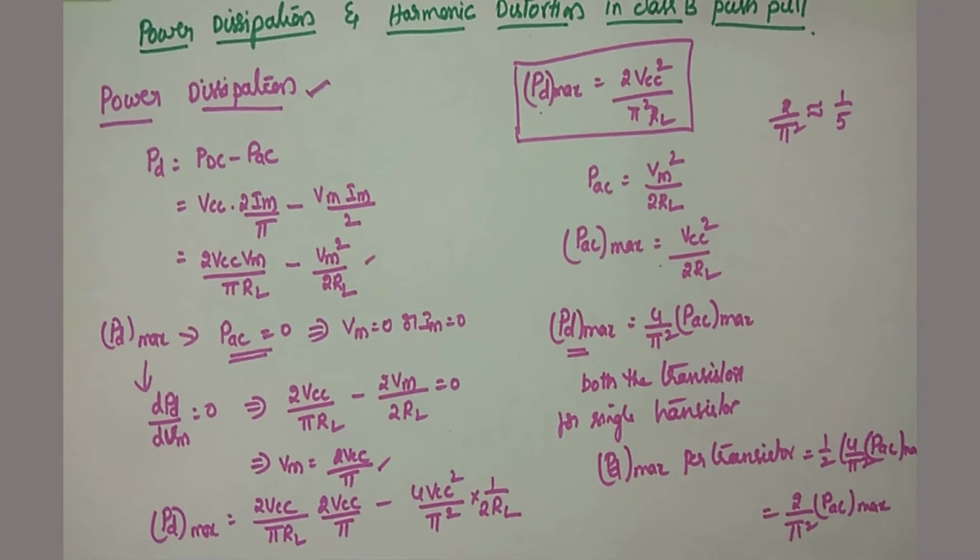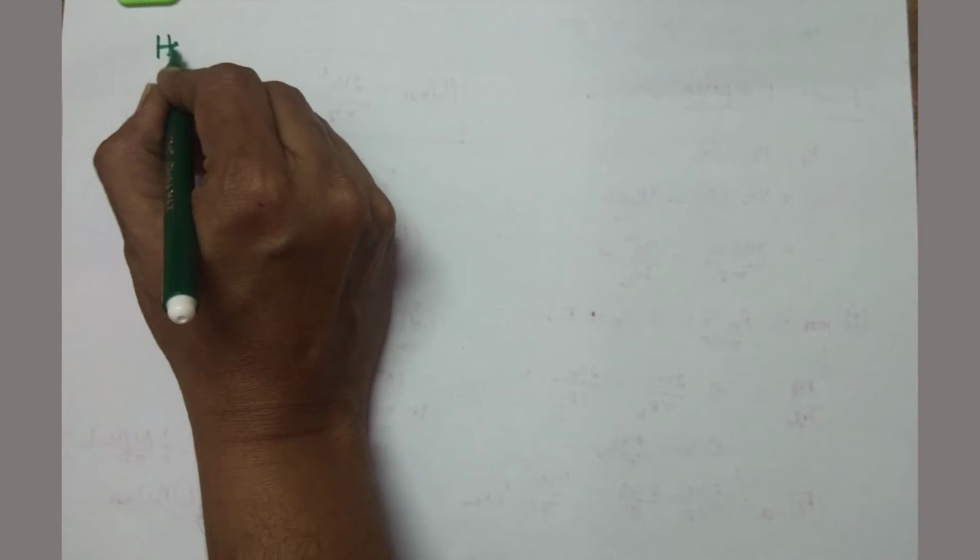Okay, now we'll move to the harmonic distortion concept in class B push pull. Coming to the harmonic distortion in class B power amplifier.